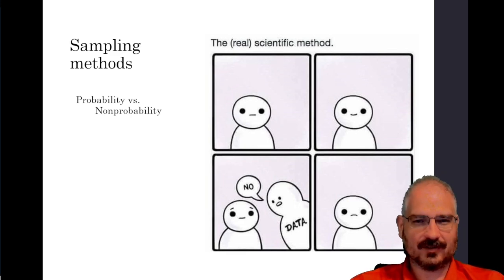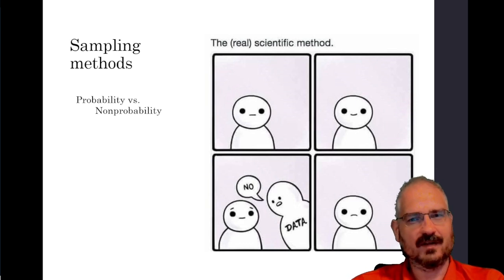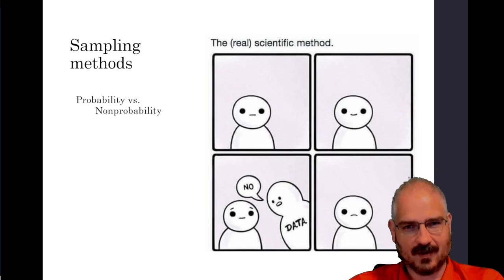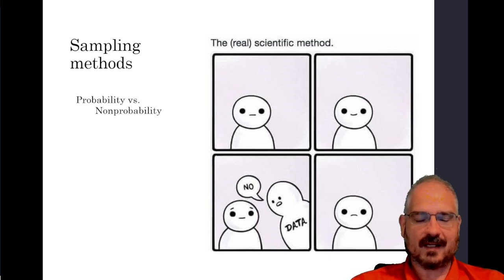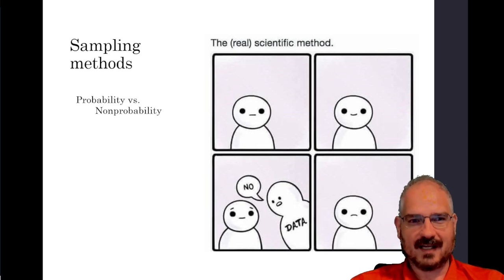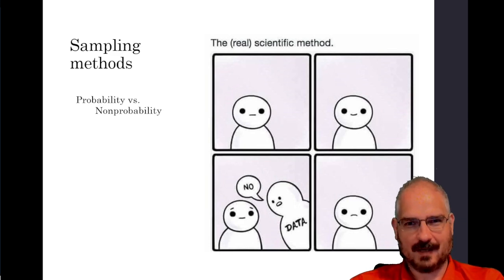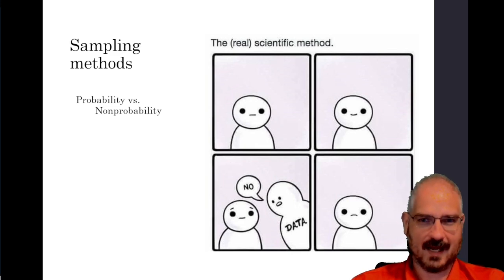Now, the technical distinction between the two is slightly different than this, but the easiest way to think about it, even though this is technically incorrect, please don't write in and tell me how this is technically incorrect. The easiest way to think about it is that in a probability sampling method, every member of our population's chances of being selected are the same. In a non-probability sampling method, every element in the population's chances of being selected are not the same.